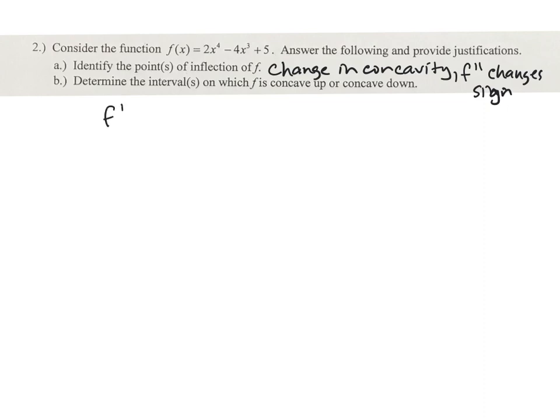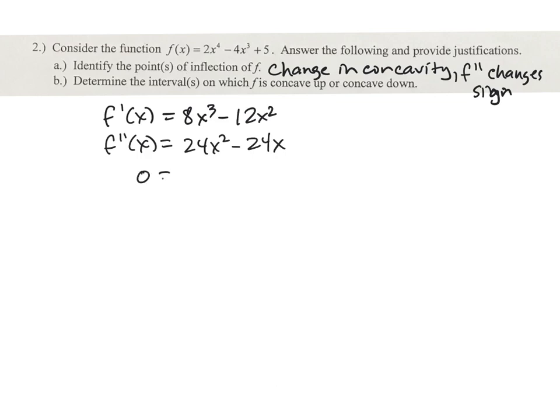So the first derivative, f prime of x, would be 8x to the third minus 12x squared. All right, and then our second derivative, f double prime of x, would be 24x squared minus 24x. So now let's make a sign chart for f double prime, and that way we can tell where f double prime changes sign. So I'm going to take that second derivative and set it equal to 0. And then let's factor and find the zeros of the second derivative.